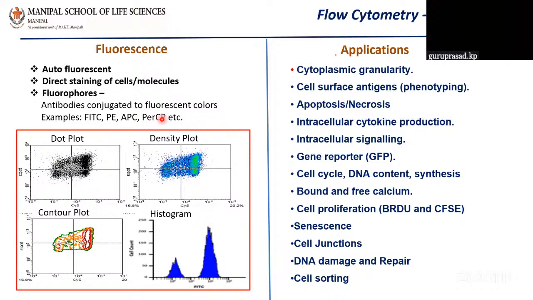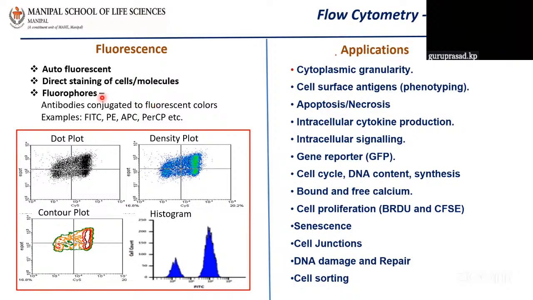So either cells may be autofluorescent, or you may directly stain the cells or the molecules of a cell. For example, if I want to stain the DNA, I can use DAPI, which will be excited by UV light, or I may use propidium iodide or 7-AAD, which will directly stain the DNA and which will be excited by the 488 nanometer blue light. So we can stain the cells in different ways: direct staining, indirect staining, or specific staining using fluorophores, etc.